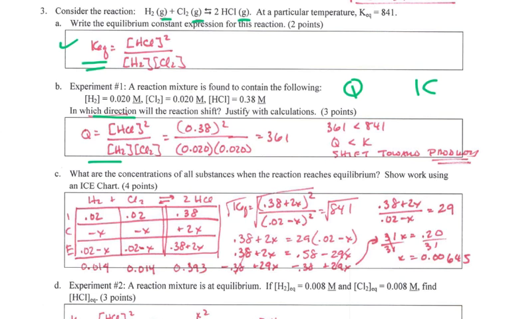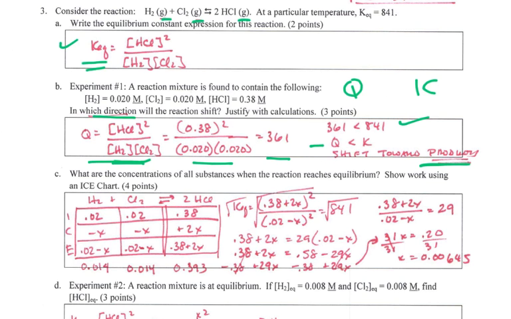So I just rewrote my K expression and called it Q, because I'm not putting in equilibrium values, just my test values. Substitute my values, don't forget to square the 0.38, and I get the answer 361. So 361 is less than 841, so Q is less than K, it's going to shift toward the product, shift to the right.